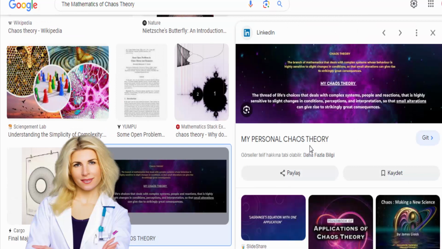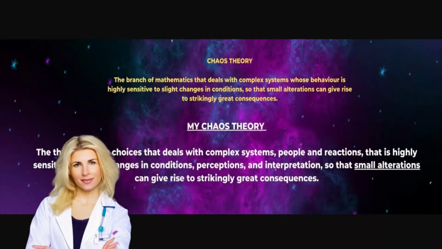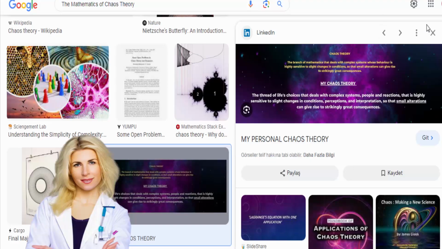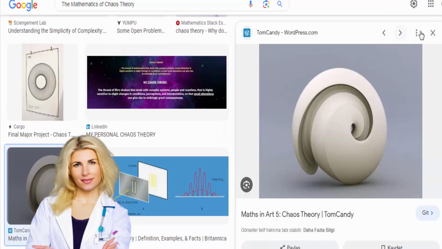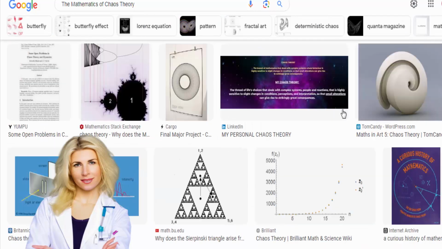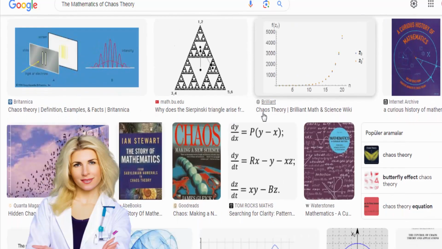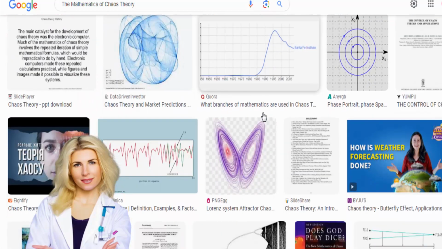Chaos theory has a wide range of applications in science and engineering. For example, it is used to study the weather, climate change, the stock market, and the spread of diseases. Here are some examples of mathematical tools and techniques that are used in chaos theory. Differential equations. Differential equations are used to describe the evolution of a dynamical system over time. Lyapunov exponents. Lyapunov exponents are used to measure the sensitivity of a dynamical system to initial conditions. Applications of the mathematics of chaos theory.